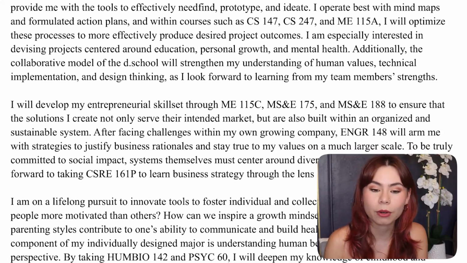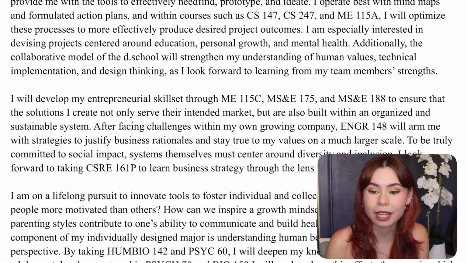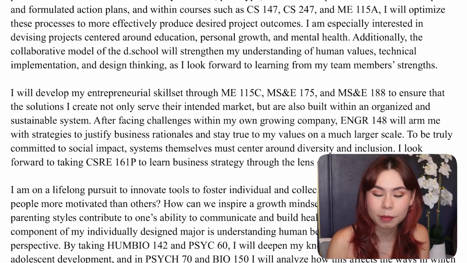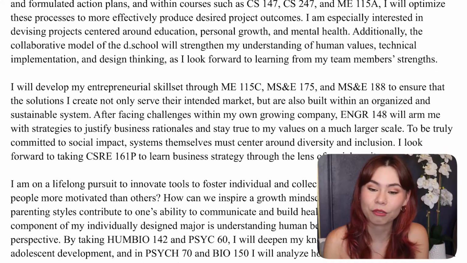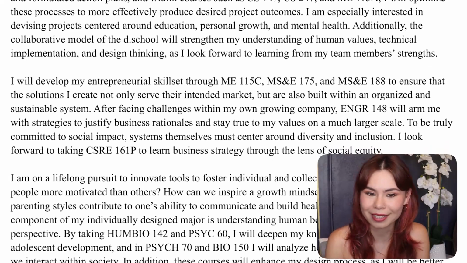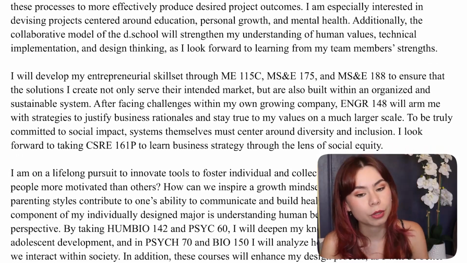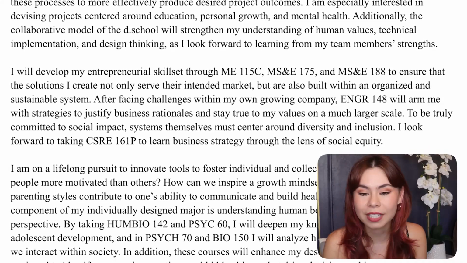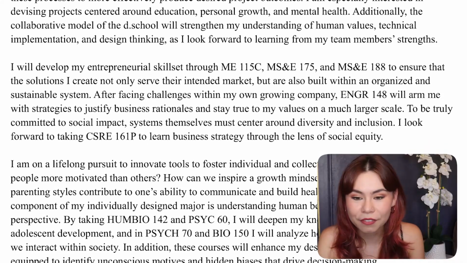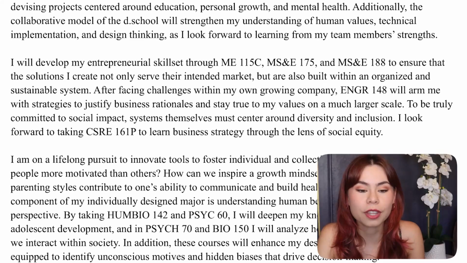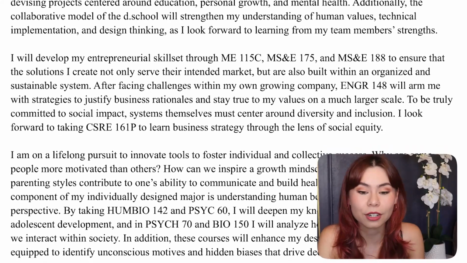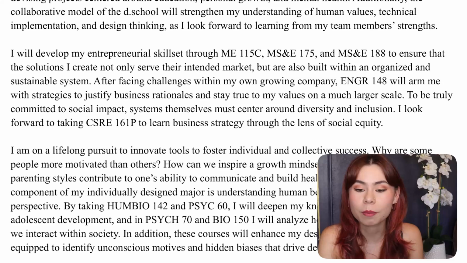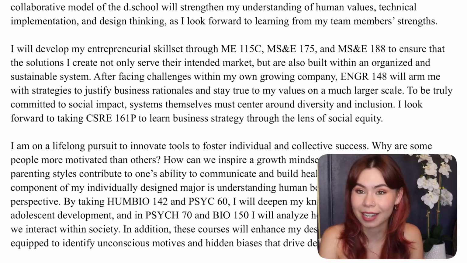Additionally, the collaborative model of the D School will strengthen my understanding of human values, technical implementation, and design thinking, as I look forward to learning from my team members' strengths. I will develop my entrepreneurial skill set through ME 115C, MS&E 175, and MS&E 188 to ensure that the solutions I create not only serve their intended market, but are also built within an organized and sustainable system.